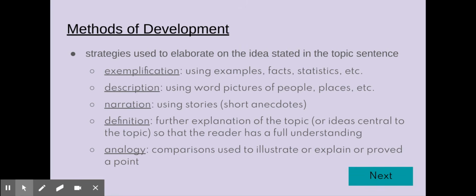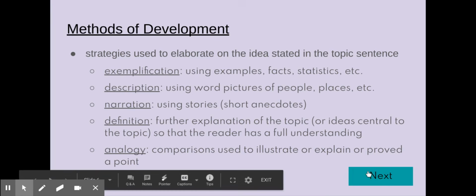Description, using word pictures, people, places, things, etc. Narration, using stories or short anecdotes. Definitions, further explanation of the topic or ideas central to the topic so that the reader has a full understanding. And analogies, comparisons used to illustrate or explain or prove a point. Now, there are many other methods of development besides these, but these will get you started.